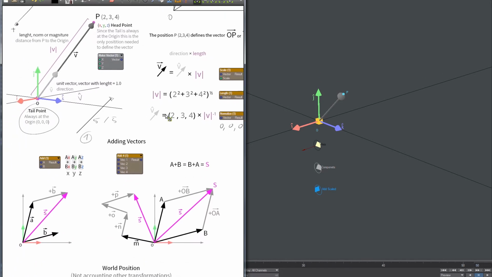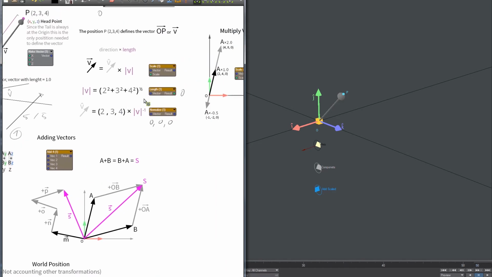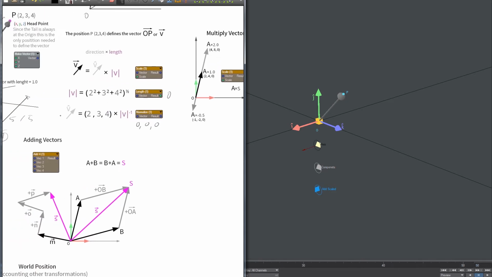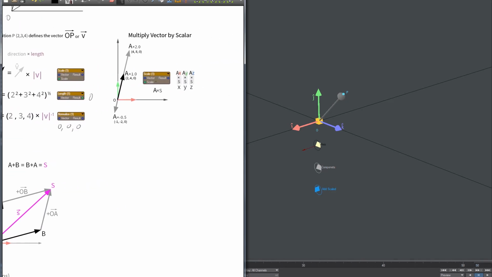So let's look into some basic operations. Oh yeah, I think I have this here to show as well. The scale node. So the scale node is, like I've said here, basically a vector being multiplied by a scalar. So let's say I have the vector 2, 4, 0. If I multiply it by a scalar of 1, I'm going to get the vector as it is. If I multiply it by 2, I'm going to have a similar vector, but it's going to have double the length. So here I'm going to have 2 times the length.